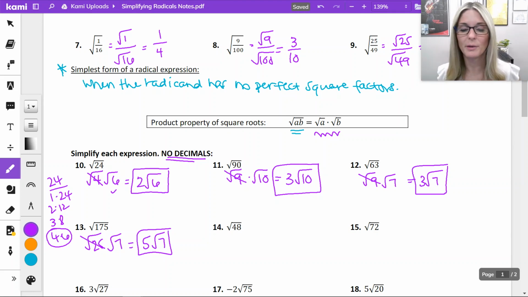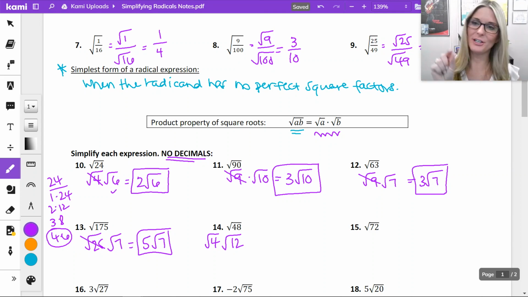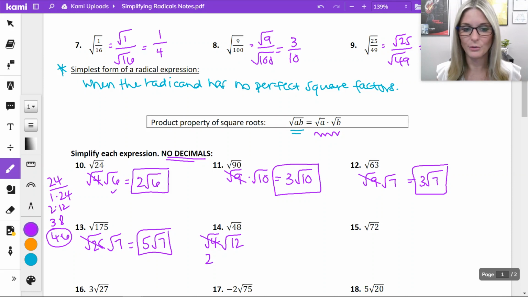Number 14, the square root of 48. So I definitely see that 4 jumping out at me. 4 times 12. Now this is not the best scenario, but I'm going to show you how it all ties together. Let's work with this for a minute and let me show you a shortcut way for this one. So 4 times 12, the square root of 4 is 2, but look at 12. Again, in some of the earlier problems, I said you always need to double check the number left in the radical. Does it still have some perfect square factors?